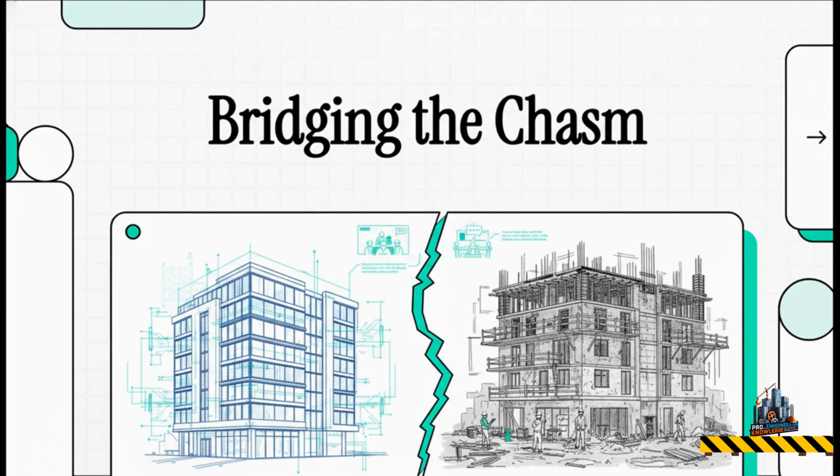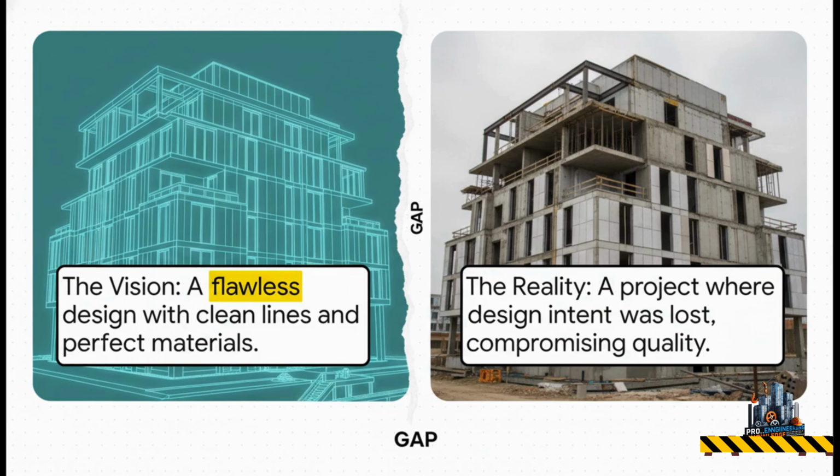So let's dive in. And here it is, right? On the left, you've got the vision. It's got the clean lines, the perfect materials, just a flawless design. And then on the right, well, that's the reality we sometimes end up with. It's a tale as old as time in construction. And this gap, this is where projects lose their value, where safety can be compromised, and where expectations just fall flat. At the heart of this problem is the loss of something we call design intent.